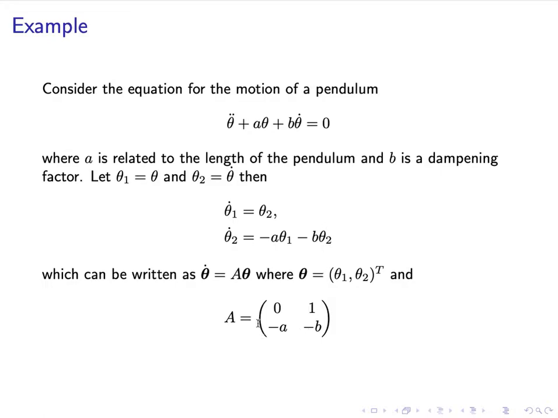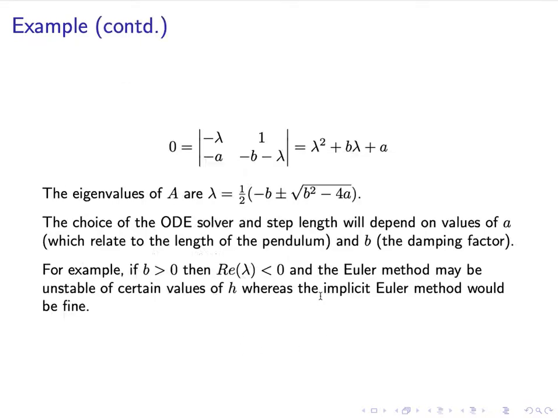And so this gives us the coefficient matrix. So the coefficient of theta 1 in the first equation is 0, and the coefficient of theta 2 in the first equation is 1. And the coefficient of theta 1 in the second equation is minus a, and the coefficient of theta 2 in the second equation is minus b. So this gives us our coefficient matrix.